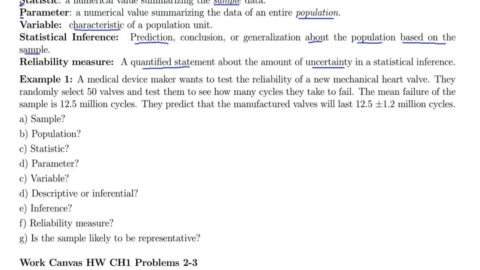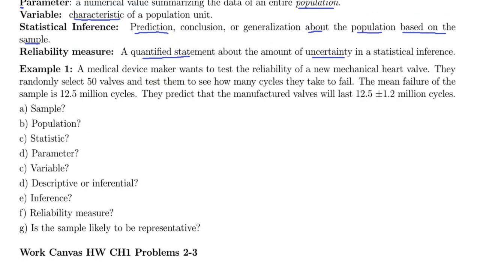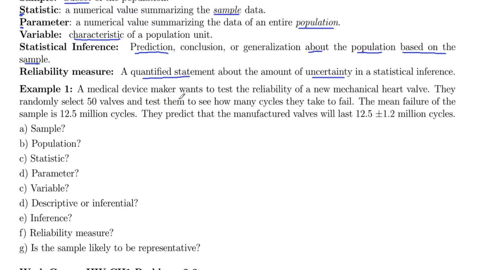So let's look at an example here. We have a medical device maker who wants to test the reliability of a new mechanical heart valve. They randomly select 50 valves and test them to see how many cycles they take to fail. Mean failure rate of the sample is 12.5 million cycles, and they predict the manufactured valves will last 12.5 plus or minus 1.2 million cycles.